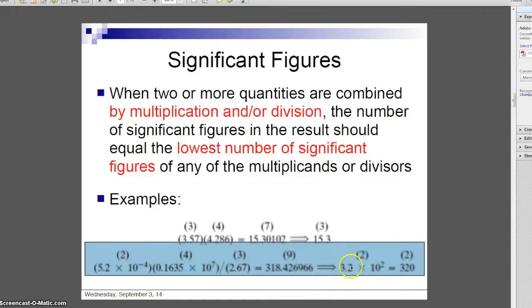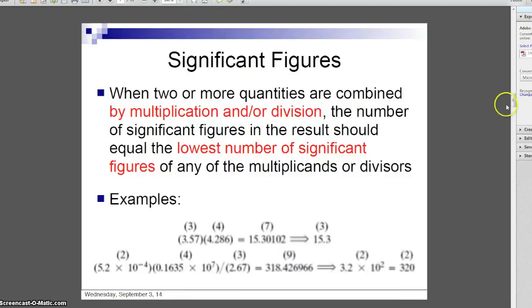So in the end, the answer is 318.426966, and you can have two solutions with it, which is 3.2 times 10 to the power of 2, which still stands for two significant figures, or it's 320, that still stands for two significant figures.